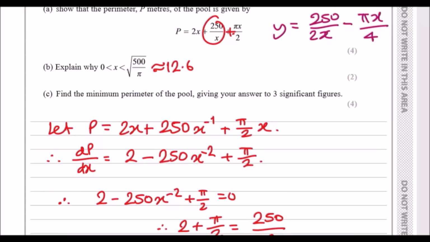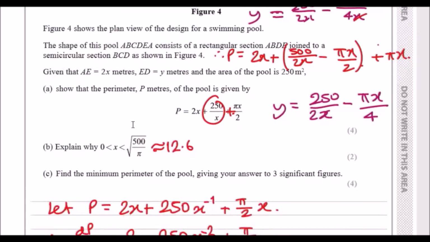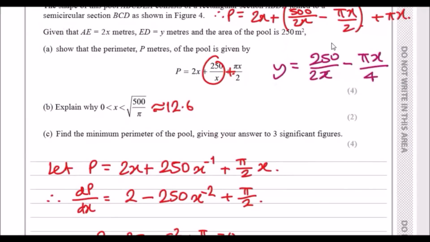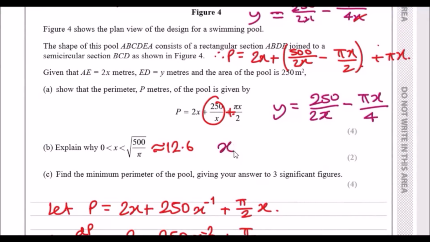Okay, part B now. Explain why x is between 0 and square root of 500 over pi, which is about 12.6 by the way. So this is just understanding what x and y represent here. When we look back at the shape, we can see this is all to do with lengths, perimeters, and areas. X here represents a width length, and y represents some sort of height, or a base length. So when it comes to lengths and distances, we should always recognize that these values must always be positive. So right off the bat, we can simply say that x must be positive and y must be positive.